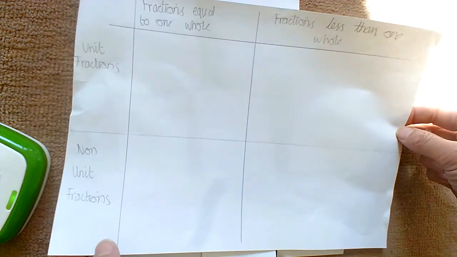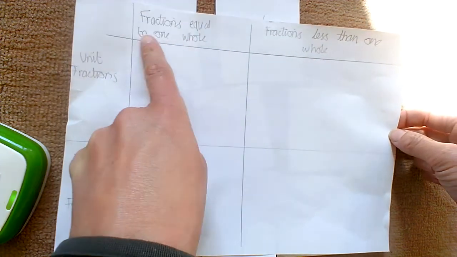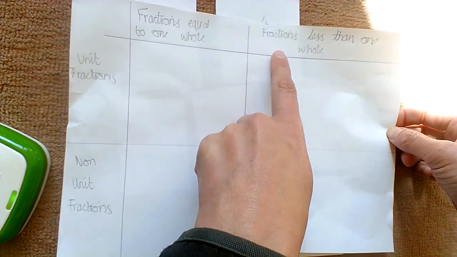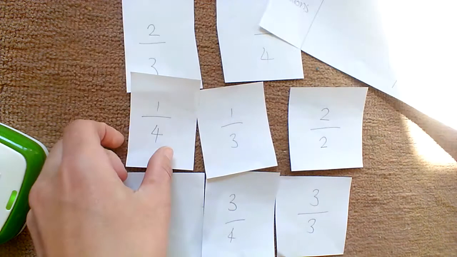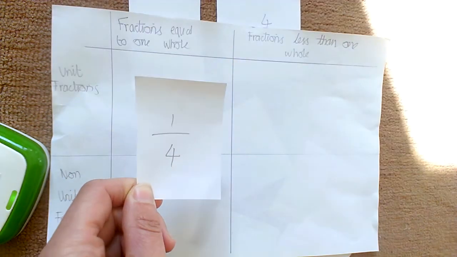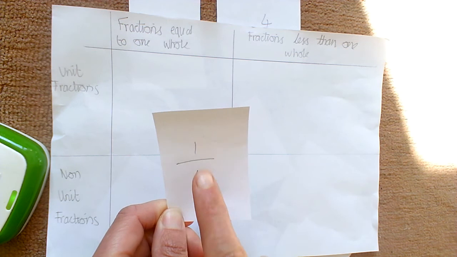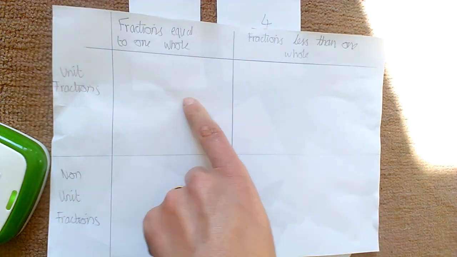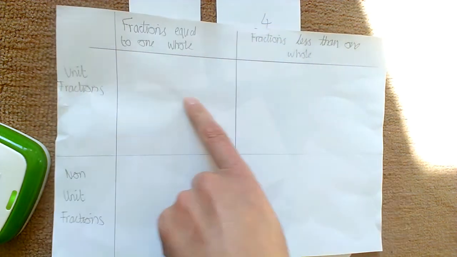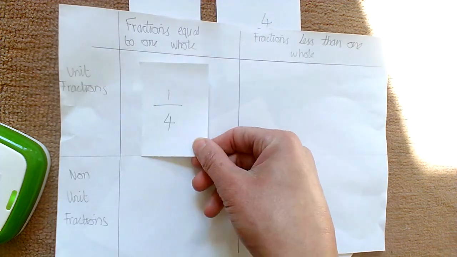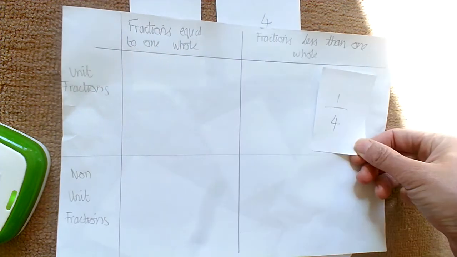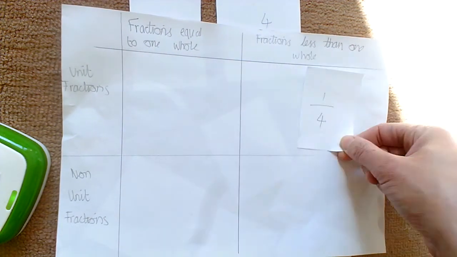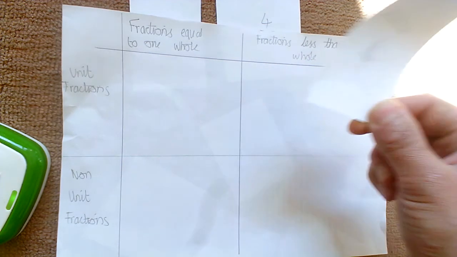Okay? Fractions equal to 1 whole, fractions less than 1 whole. So you're going to take a fraction. So 1 quarter, it's 1 part out of 4, so that means it's going to be a unit fraction, so it's going to be in this row here. Is it equal to a whole, or is it less than a whole? You choose which one you're going to put it in.